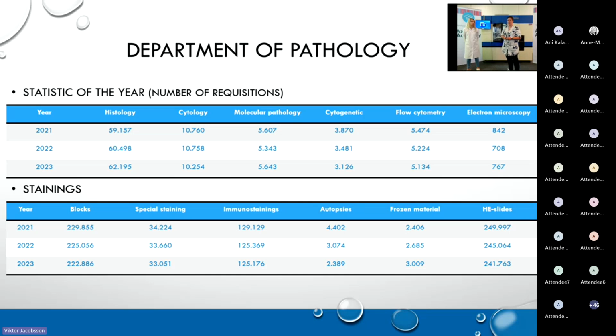As I said, just a little statistics about our department. The main thing I think we should focus on is how many blocks we have per year. I just took some numbers from the last 3 years, so you can see that the block number is pretty stable over the last couple of years. So actually we have the same amount of work that we do every year. Of course, some will have noticed that immunostains is quite high, and I think that will just be increasing. But our blocks is pretty stable for now.